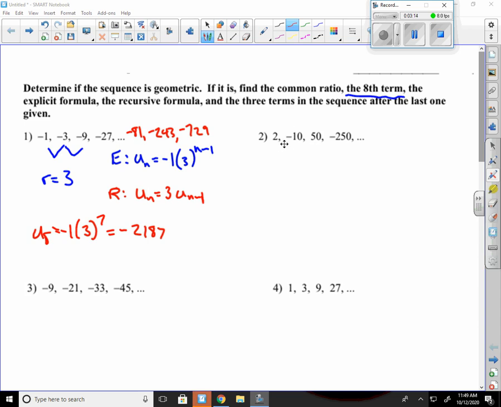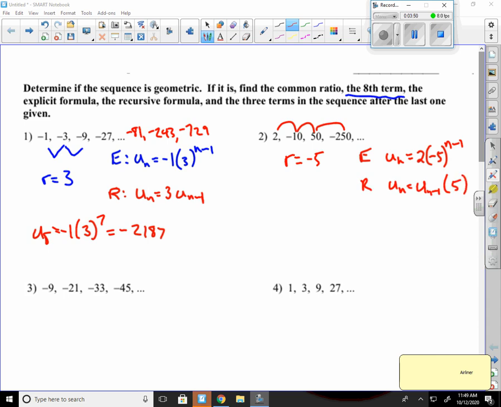On to the next one, geometric. Multiplying by a negative 5 each time. I can tell that this is geometric because it's a negative 5 each time. Usually whenever the sign flips, you know it's going to be a negative. So that's my common ratio, negative 5. Explicit form, u sub n equals 2 times negative 5 to the n minus 1. Recursive form is u sub n equals u sub n minus 1 times negative 5, sorry.